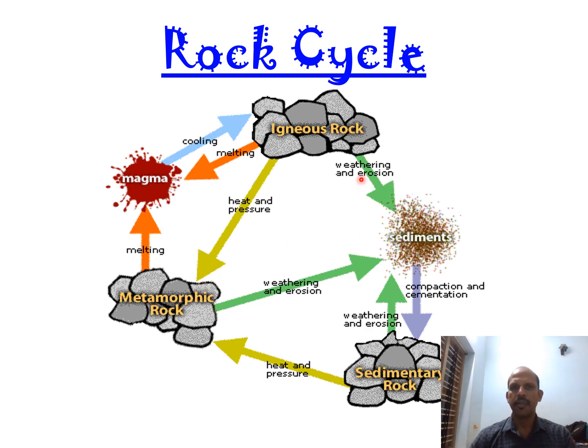Then weathering. When weathering and erosion happen on the same rock, it breaks into small particles which are known as sediments. And when these sediments get compacted, they get converted into sedimentary rocks. And this sedimentary rock, when it's eroded due to weathering, becomes sediments once again, and when high temperature and pressure act on it, metamorphism occurs and it becomes a metamorphic rock.